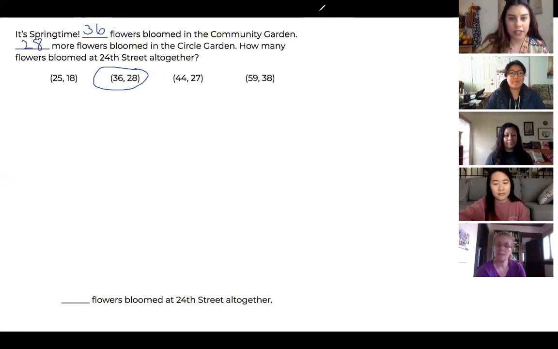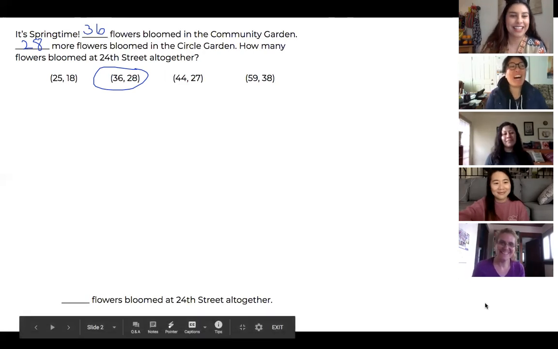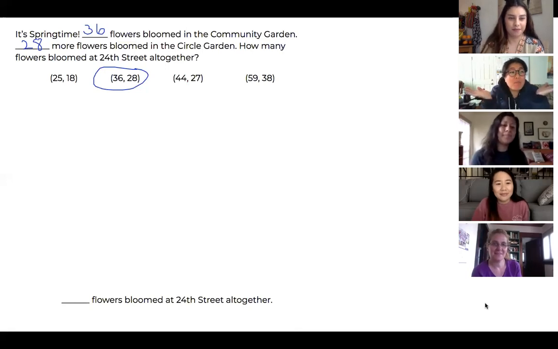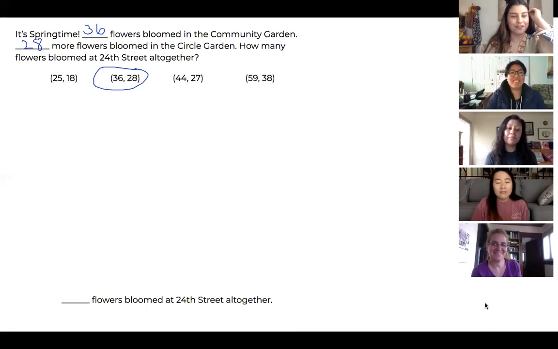Is there a volunteer who would like to read the story problem with the numbers included? Do we have a volunteer? Miss Kim, why don't you read the story problem? Okay. It's springtime! 36 flowers bloomed in the community garden. 28 more flowers bloomed in the circle garden. How many flowers bloomed at 24th Street all together? Beautiful. All right, so what do these numbers mean?